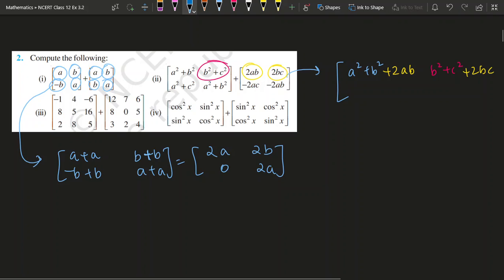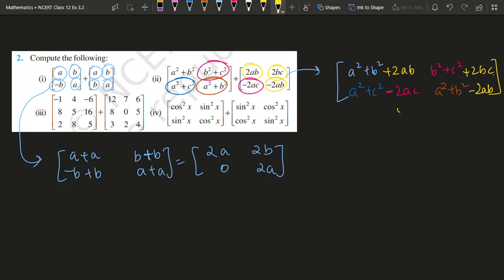Then you have a squared plus c squared minus 2ac. And then lastly, you have a squared plus b squared minus 2ab. And using identities, you can write this as a plus b whole squared, b plus c whole squared, a minus c whole squared, and a minus b whole squared.